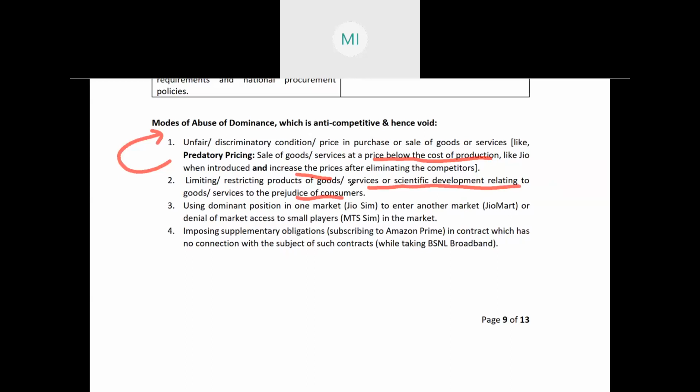Using dominant position in one market. See, Jio is now having a lot of things with Jio phones and Jio SIMs. Now, with that dominant position, it is trying to enter into a new market called Jio Mart. They will have a benefit because it has already created a base in the SIM market. Or they're making any denial of market access to small players, because players like MTS and others are not able to sustain. So this kind of thing happens. Then also it is an abuse of dominance.